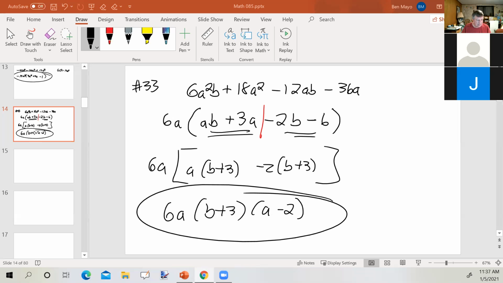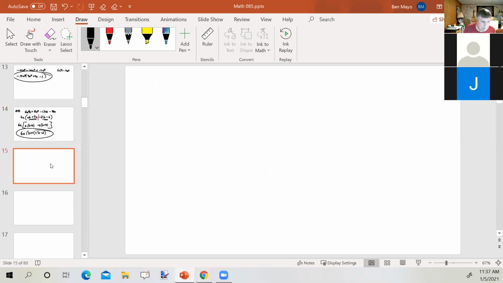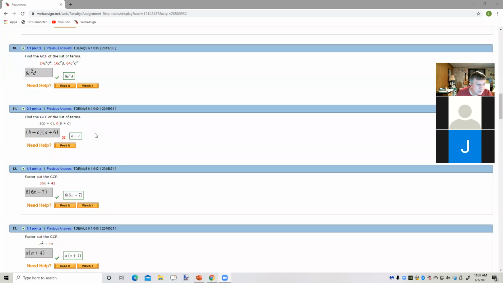Number 11. Okay, I'll show you what this one is. So number 11, it says, find the greatest common factor of the list of terms. Now, the last problems, it said, factor out the greatest common factor. That means that you still have the whole thing there. This is just saying, find the GCF, okay?